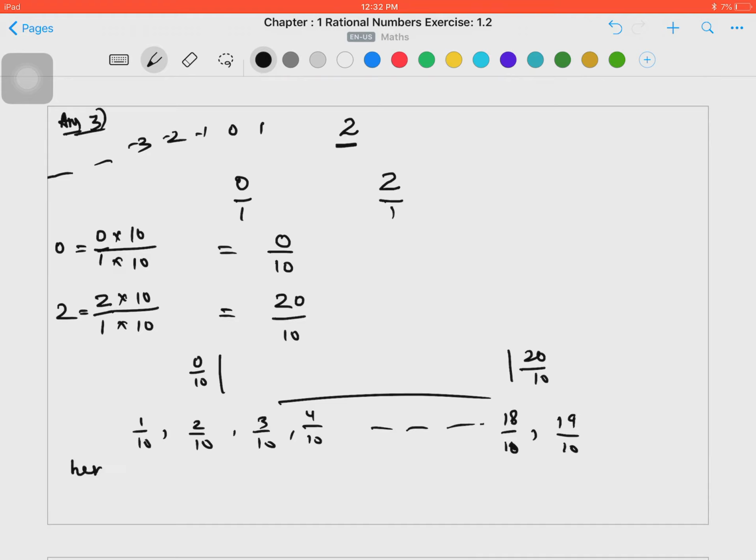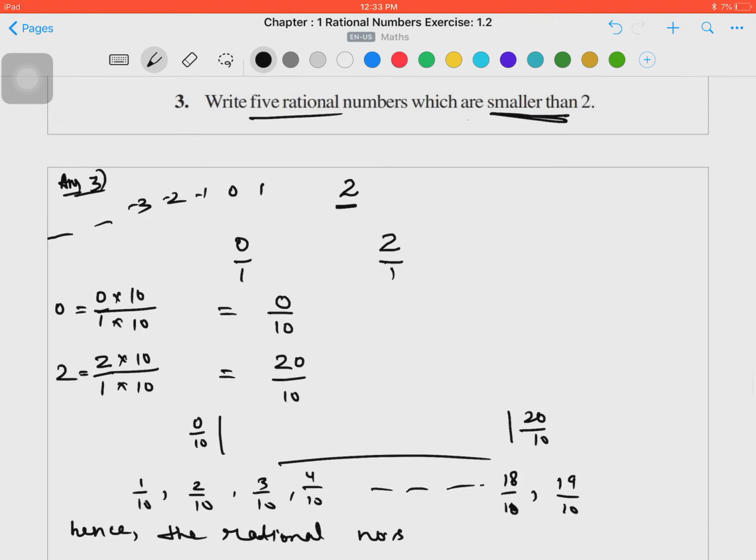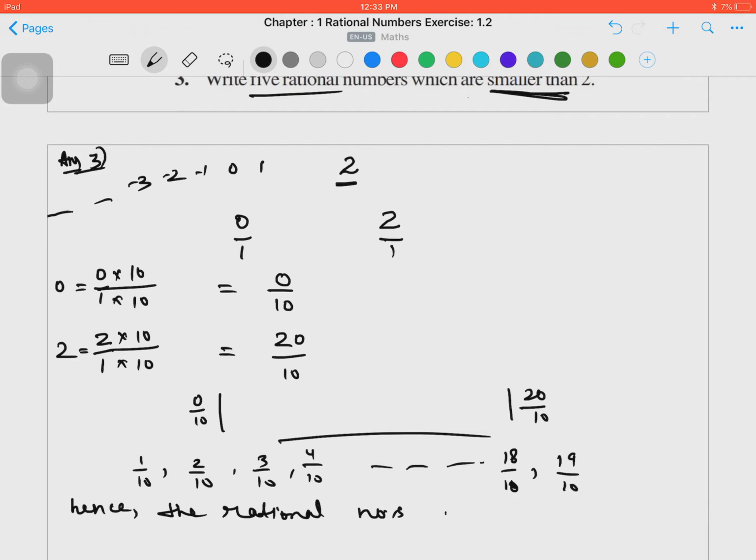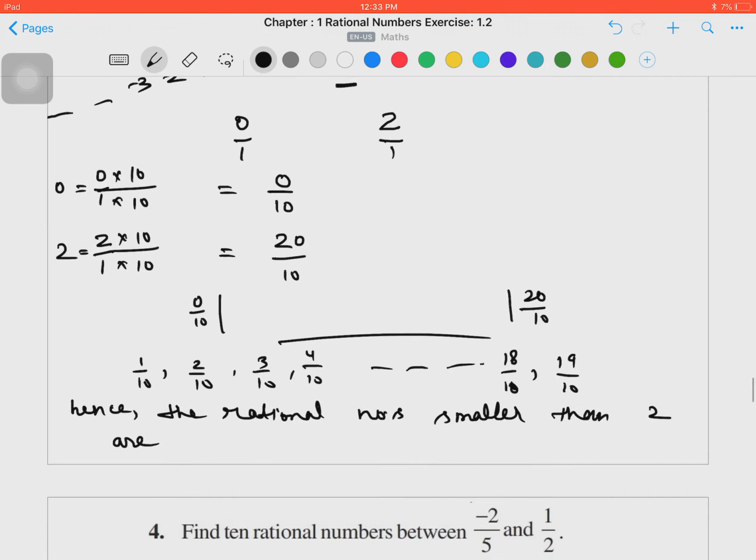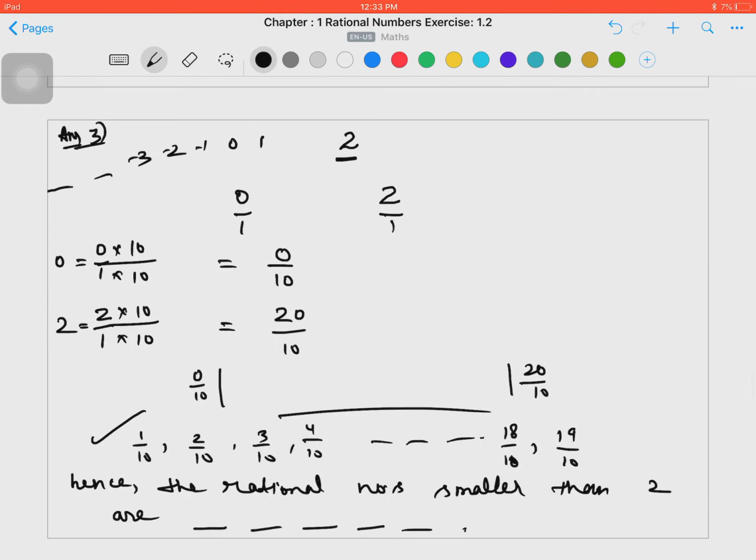So write, hence, the rational numbers smaller than 2 are, you can choose any number out of these numbers: 1, 2, 3, 4 and 5. Okay, that's up to you.